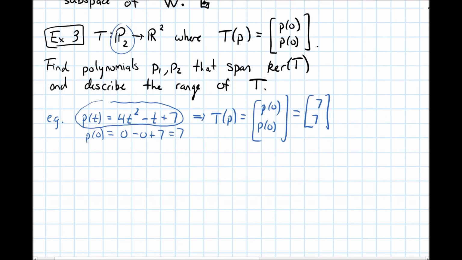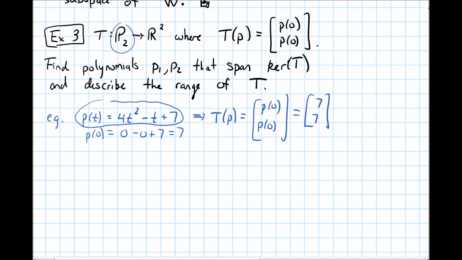Okay. So let's do this more generally now. Let's take some arbitrary element of P2, of my domain, of this vector space. So what does something in P2 look like? Well, it looks like some scalar a times t squared plus some scalar b times t plus some constant term c, where a, b, and c are real numbers.